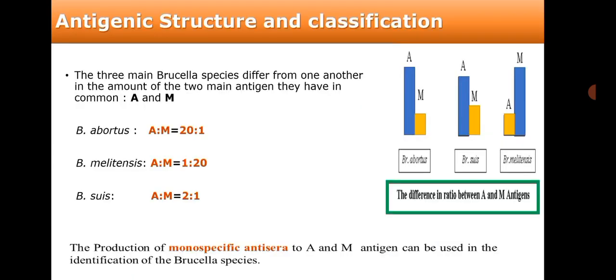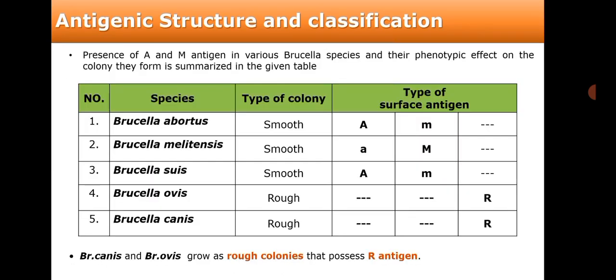The production of monospecific antisera to A and M antigen can be used in the identification of the Brucella species. Presence of A and M antigen in various Brucella species and their phenotypic effect on the colony they form is summarized in the given table. Brucella abortus, Brucella melitensis, and Brucella suis form smooth colonies. They consist of antigen A and M. Brucella ovis and Brucella canis can grow as rough colonies that possess R antigen.